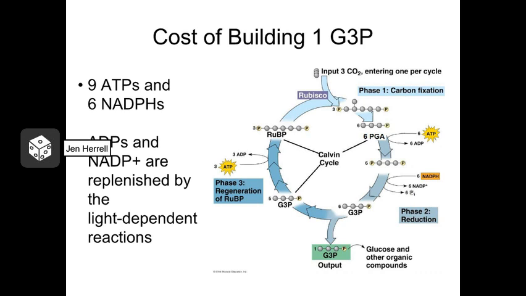I mentioned that this Calvin cycle is anabolic, or endergonic. So how much did it cost us to make one little tiny sugar? Well, if you add up all of the different steps and all of the different costs, you'll find that it cost us 9 ATPs and 6 NADPHs to make one little G3P. Remember that to make a glucose molecule, we actually need two of these G3Ps. So total, it would take us 18 ATPs and 12 NADPHs to build one glucose molecule. That's a pretty energy-hungry process.